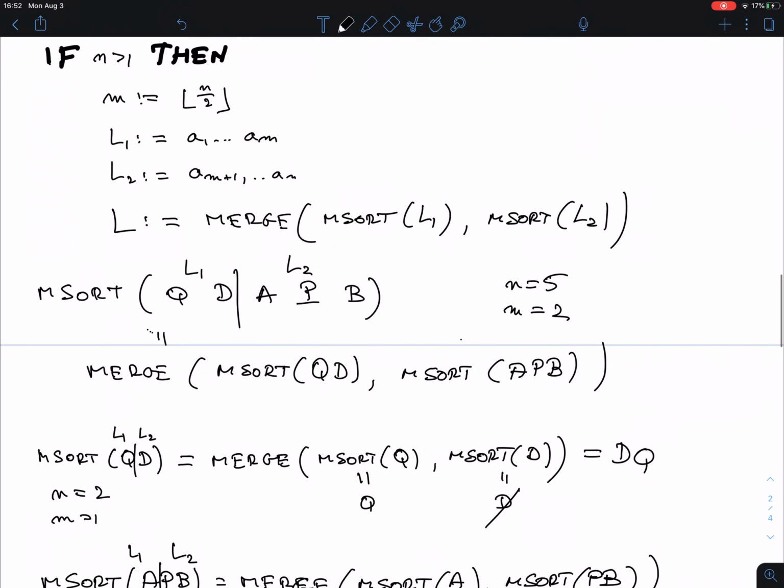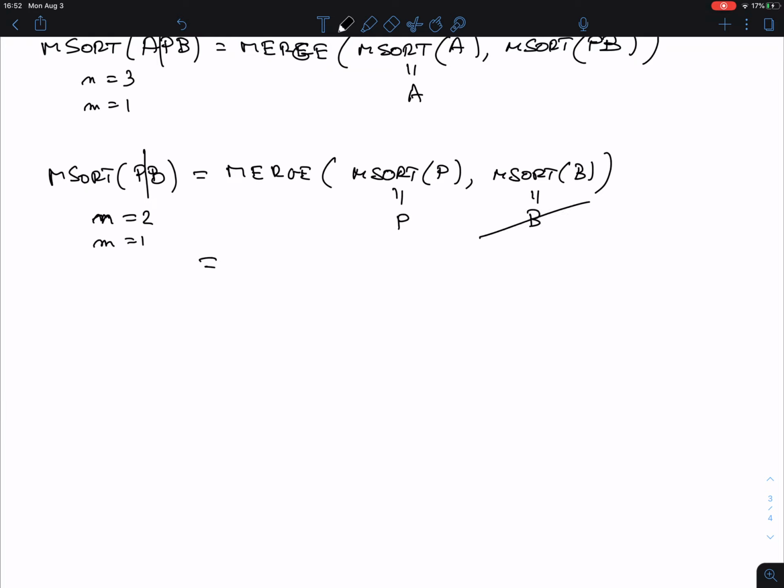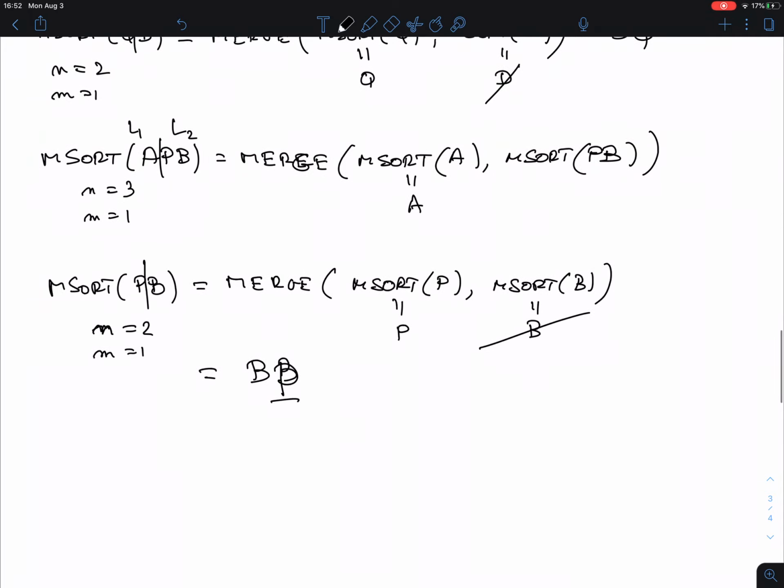Again, n is 2 here, so m is 1, right? I hope you're following here. I'm dividing the list into equal parts in this case, because it's even, so this is that. And that is now we M sort the first part of the list, which is just P, and we M sort the second part of the list, which is B. But these are lists of length 1, so they are already sorted. And now we have to merge them, and merging again, we take the smallest, that's B, and then we put the rest, if there's nothing left, there, so BP.